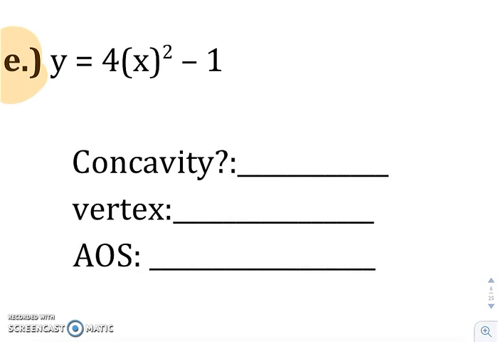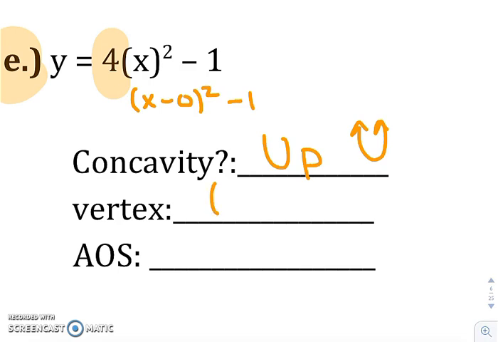So what about letter E? It's still in that form, the 4 parentheses squared minus 1. So it concaves up because our 4 is positive in the front. And our vertex, well, if there's no value inside those parentheses, you can add or subtract 0 all day long and not change the actual equation. So this vertex is actually going to be 0, negative 1. So the axis of symmetry would be through 0.